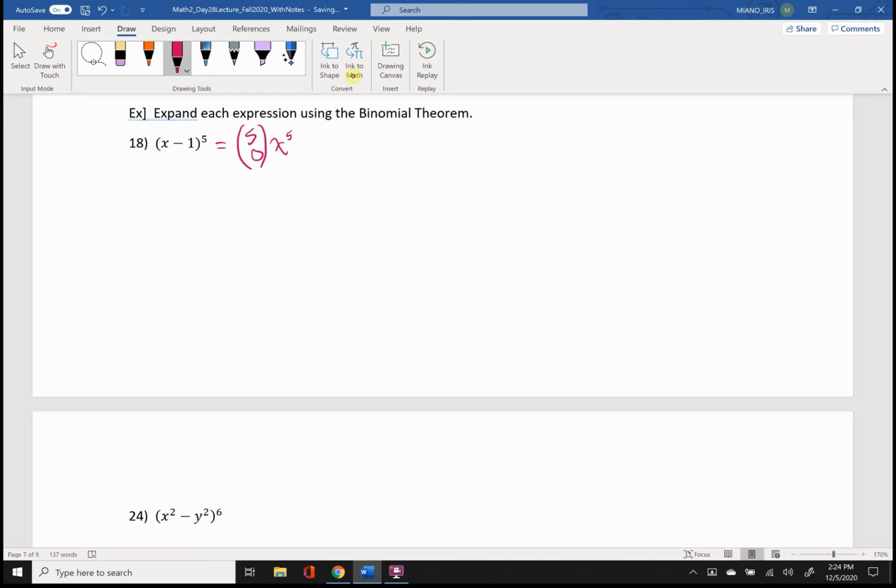Okay, so that'll be the first term, plus 5, 1. And then we'll take the a component this time, which is -1, to the 1st power. You don't need to put an exponent there, sorry. Get rid of that. And that'll be x to the 4th power, or 5 minus 1 power. Just call it the 4th power, that's fine. Plus 5, 2 for the binomial coefficient. Now it's -1 squared. And we're going to tick down that x to the 3rd power.